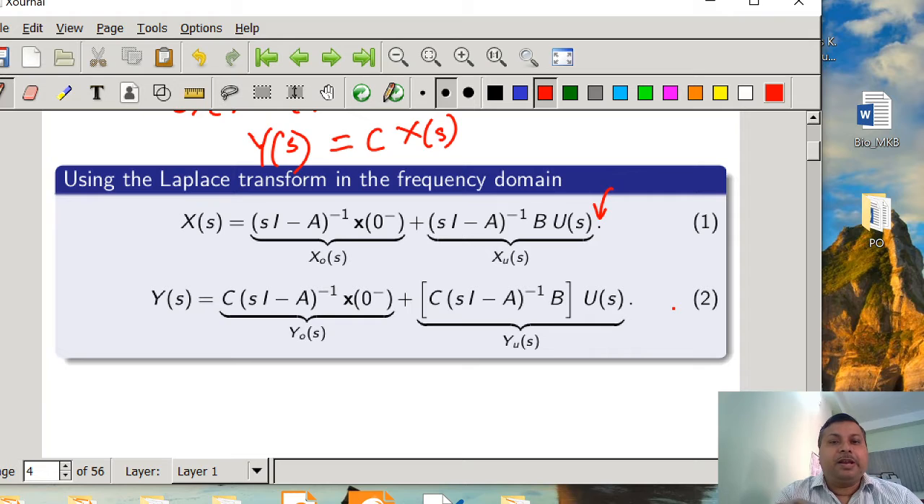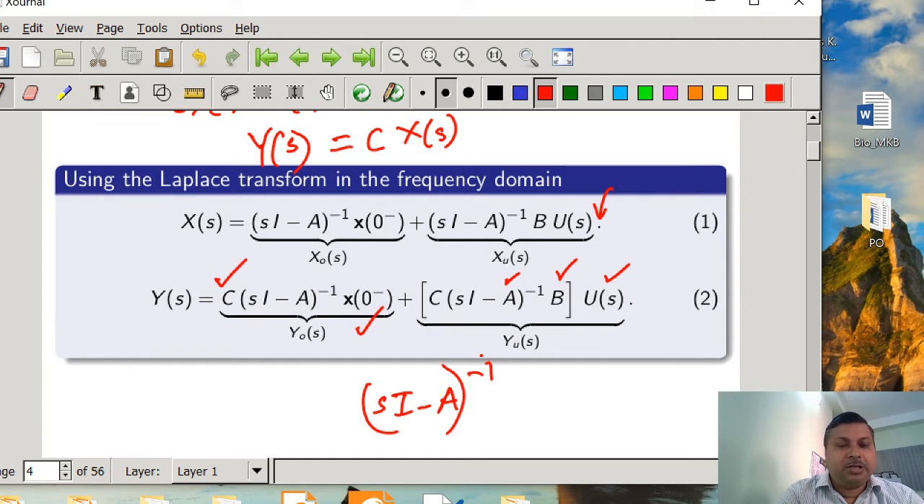If you examine equation number 2 carefully, you can observe that once the system is given, you will come to know the A, B, C matrices. So the A, B, C matrices are known, and the initial condition x(0) will also be given, and the output has to be calculated for the given input. So U(s), that is u(t), will also be provided, for whatever input you want to compute the system response. From this expression it is very clear that one important thing you have to compute is (sI minus A) inverse.